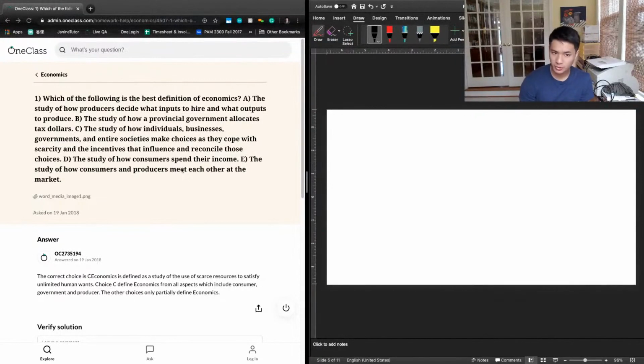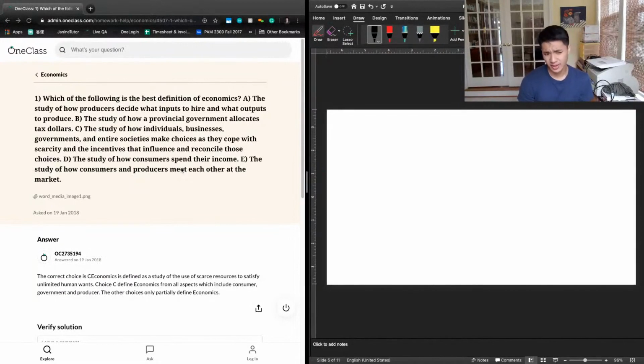A says, how do producers decide what inputs and outputs to produce? Again, producers' decisions, that's an individual's choice or a business's choice, right? B says, the study of how a provincial government allocates tax dollars. Again, that's a government's choice. D says, how consumers spend their income, an individual's choice. And E says, a study of how consumers and producers meet each other at the market. That's also individual and firm choice. And so C is going to be the best answer here.